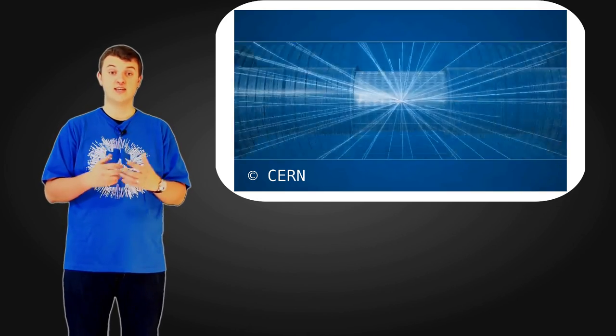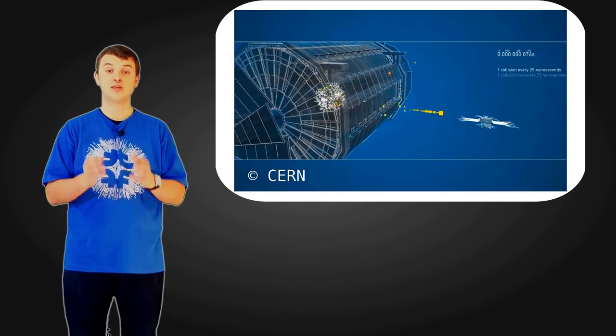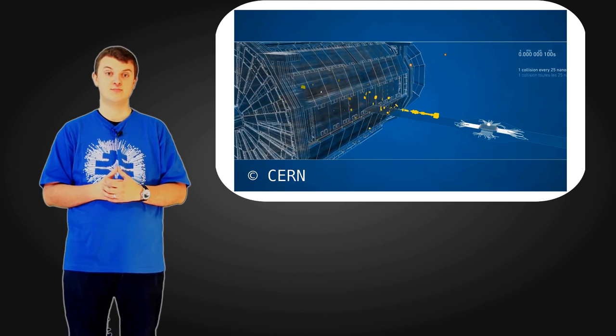When the protons collide here, there are many different types of interactions that can happen, including the production of Higgs bosons. This was a lot of effort to make Higgs bosons, but we still need to actually detect the particles. We'll talk about detectors in the next video, but for now, thanks so much for watching.